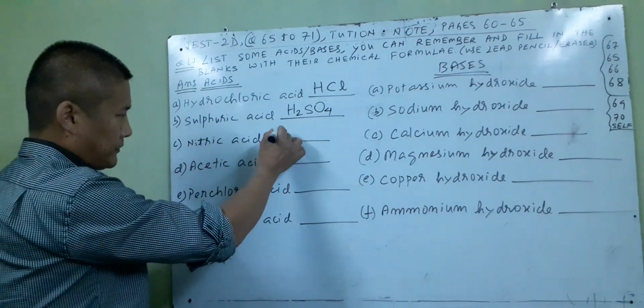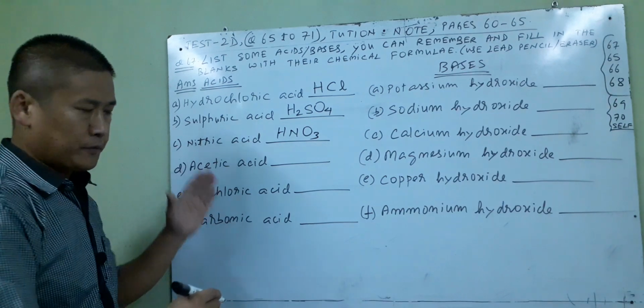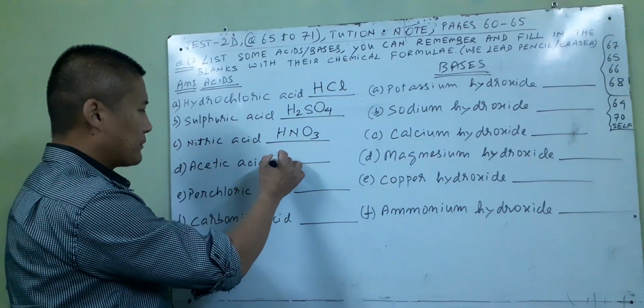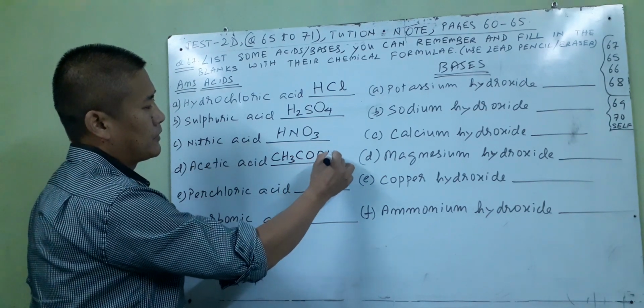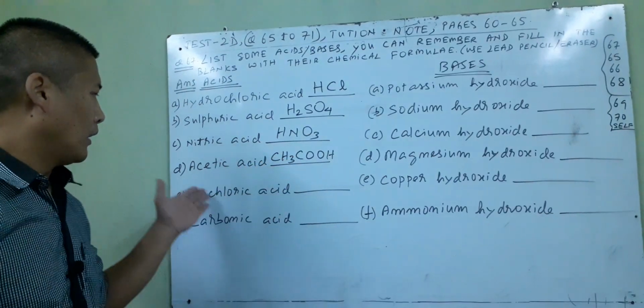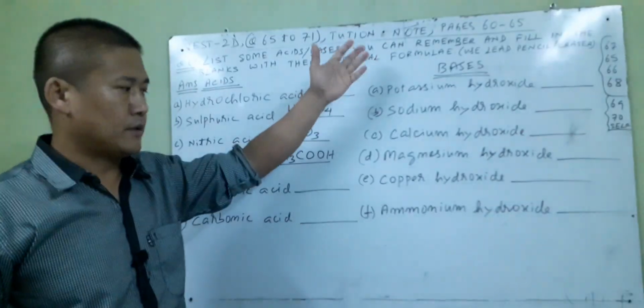Nitric acid, HNO3. All these are very common acids and bases, so you need to memorize them. Then acetic acid, CH3COOH. You need to memorize them to be comfortable with this chapter, because these are acids, bases.